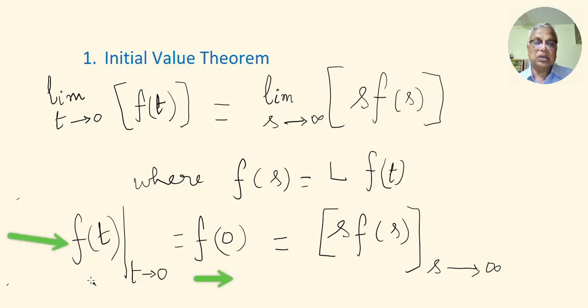F of 0, which is f of t at t tending to 0, equals s into F of s. In this, you substitute s equal to infinity. So this is the initial value theorem.